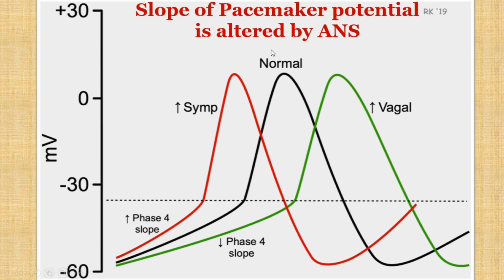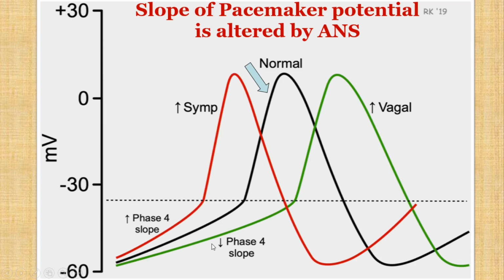This middle one is the normal pacemaker action potential, the black one, and this is the slope of the pacemaker potential, that is the pre-potential or slow spontaneous depolarization. Any factors that make this slope steeper, as in the first one, will make action potential generation very fast, because the slope of the pacemaker potential brings the membrane potential very fast to the threshold, so the action potential will be generated very fast.